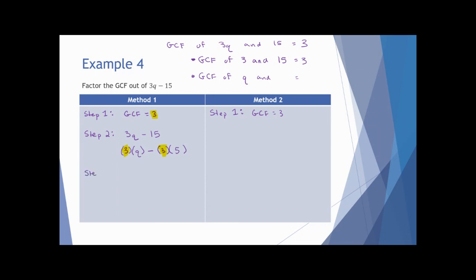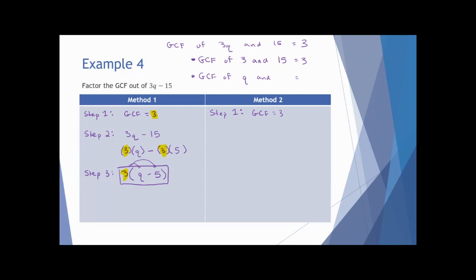Then step 3 in method 1 is to reverse the distributive property. So that 3 ends up in front, and then what you multiplied it by is inside the parentheses. Because if you distribute it, you do 3 times q, and that gives you the 3q going up, and then 3 times 5. So it's like you're working backwards. So your answer is this 3 in front times q minus 5.